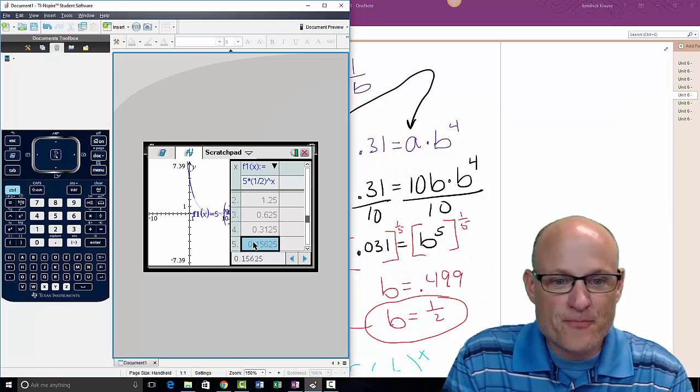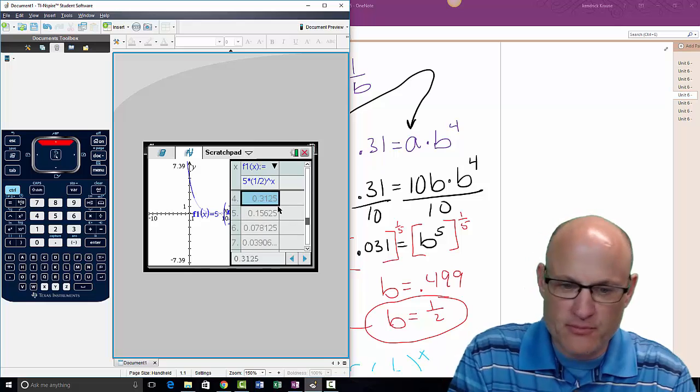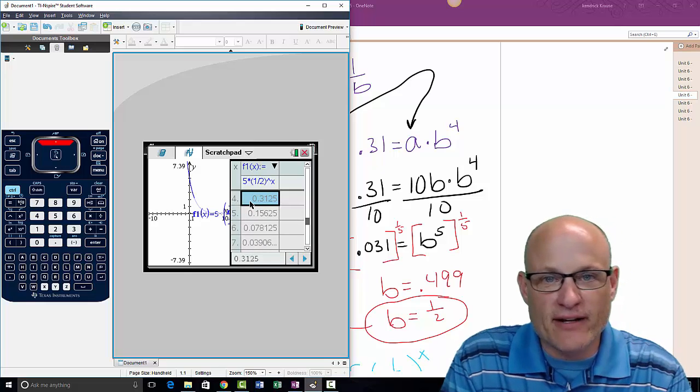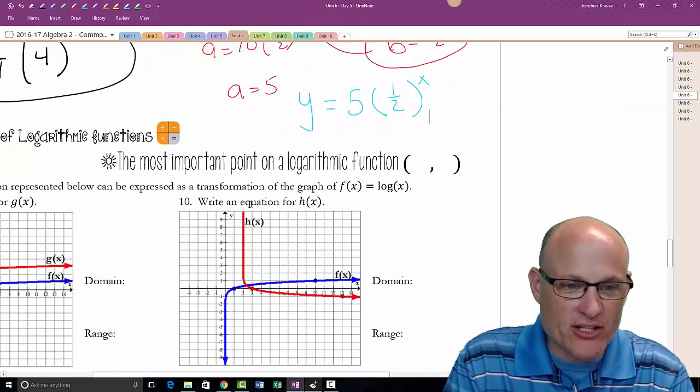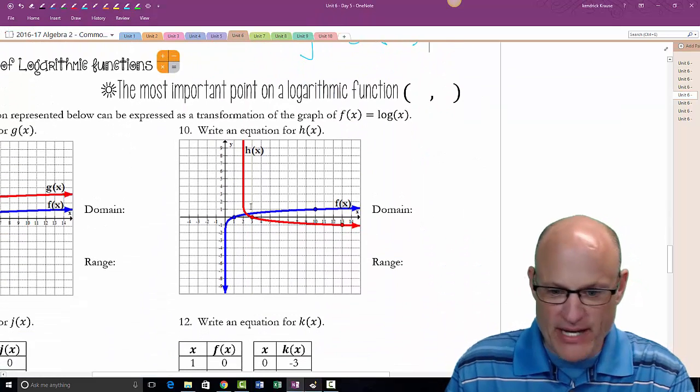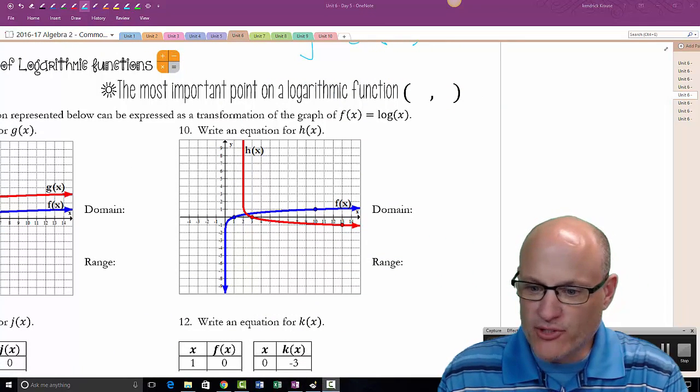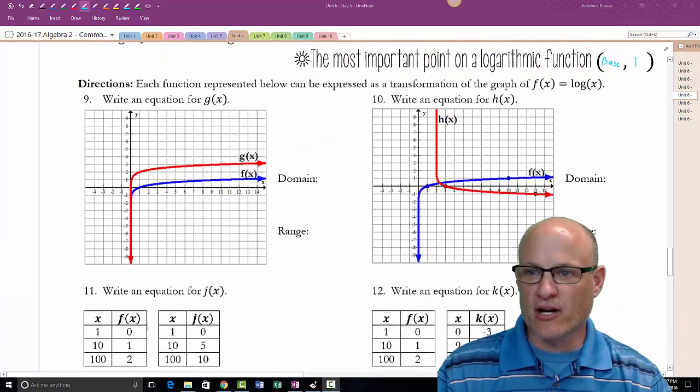There's negative 1, 10. Sorry about that. And 4, 0.3125. There it is. We got it. All right, good enough. We're almost done. All right, I think I already filled this in.